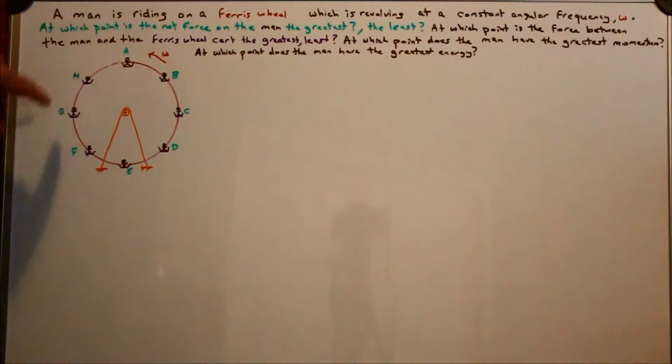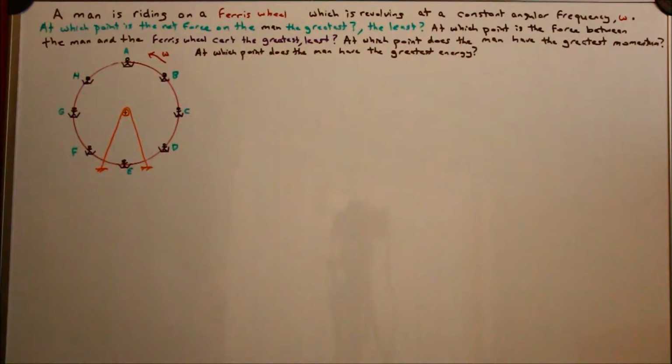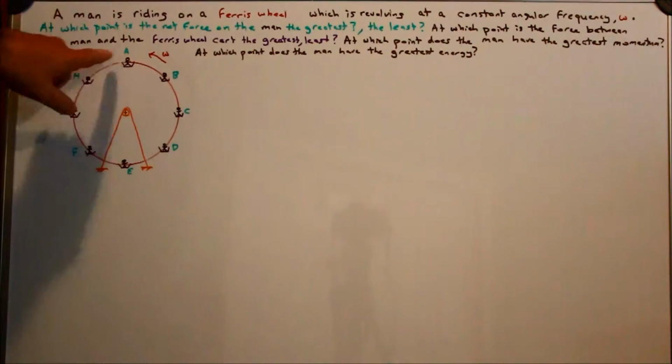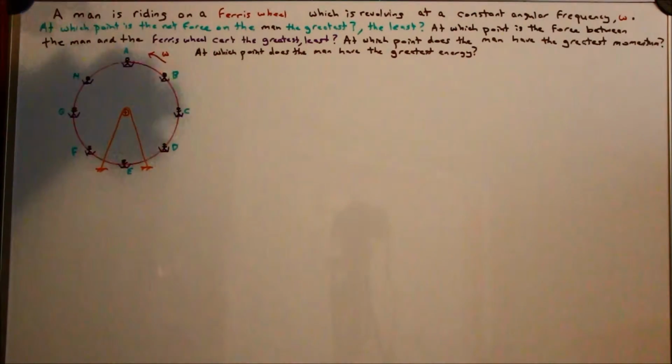A man is riding on a Ferris wheel that's revolving at a constant angular frequency. There's 4 questions. At which point is the net force on the man the greatest and the least?